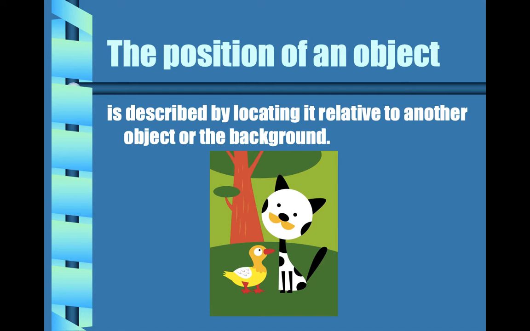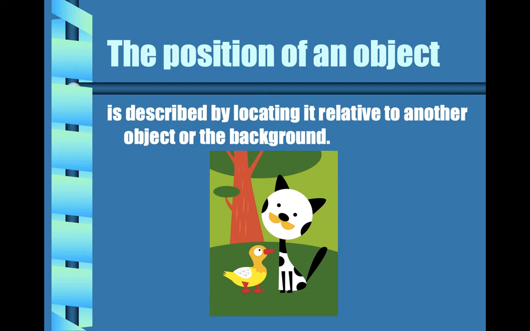For example, I can't just tell you that there's a duck in this picture. There is, but that doesn't give you the position of the duck. However, I could use the tree to help you know where the duck is. I could say the duck is in front of the tree. Notice I use the words in front. That is what we call relative location. We're using specific words to describe the position of an object.